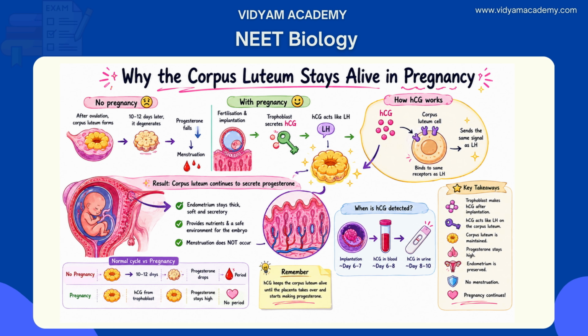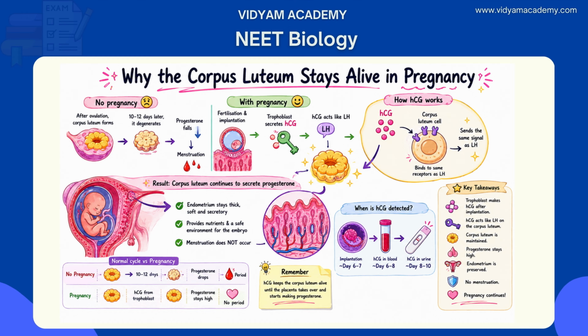After ovulation, the corpus luteum normally lasts only about 10 to 12 days before degenerating, causing progesterone to fall and menstruation to follow. But that is only when there is no pregnancy. When a fertilized embryo implants, the trophoblast cells of the embryo immediately begin secreting HCG, human chorionic gonadotropin. HCG binds the same receptors as LH on the corpus luteum, essentially sending it the same signal as LH. And this prevents the corpus luteum from degenerating.